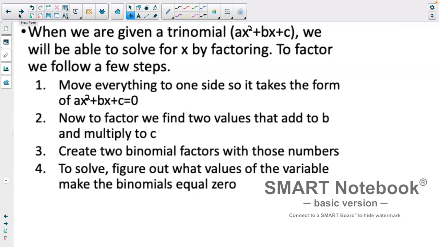Next, to factor, we'll find two values that add to our b value and multiply to c. So this is why this type of factoring is referred to as product sum factoring, because we want a product of c and a sum of b. Those two numbers that multiply to c and add to b are then used to create two binomial factors. If we are then asked to solve it, then we look for what values of a variable make each of the binomial factors equal to 0.